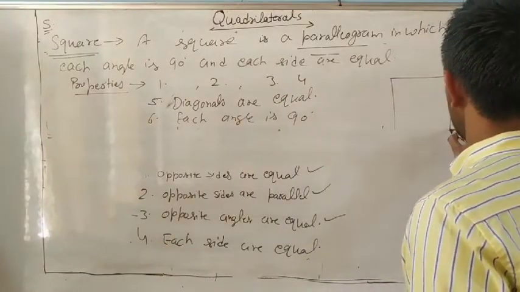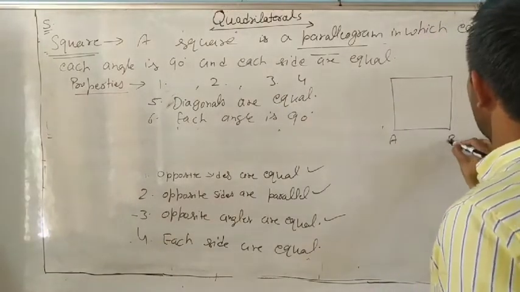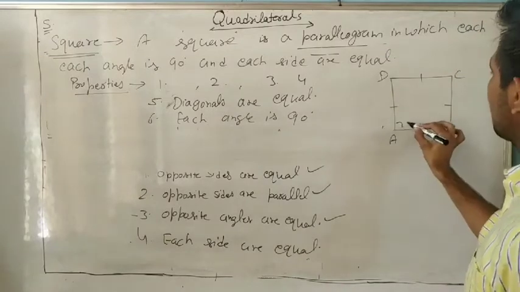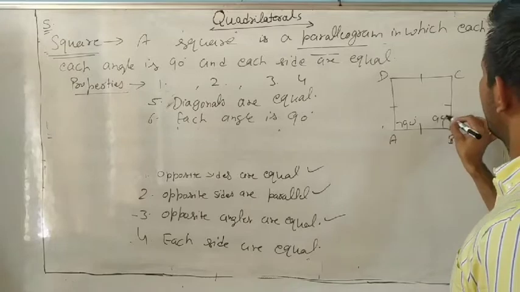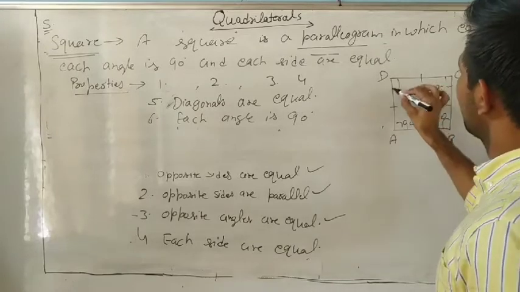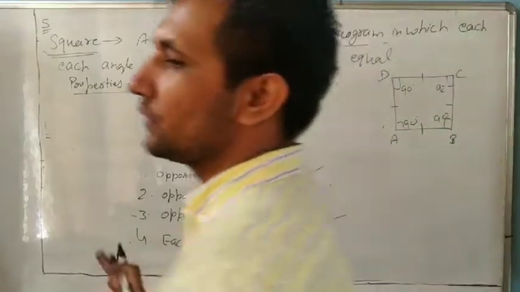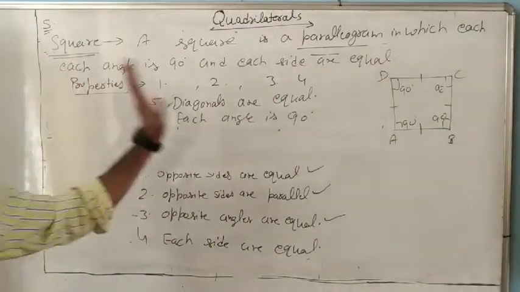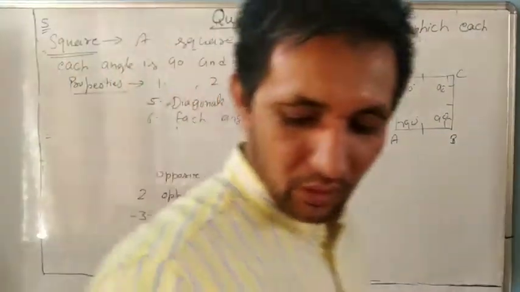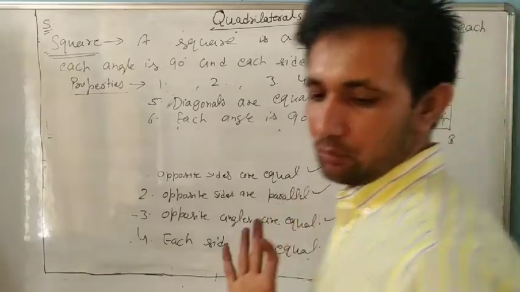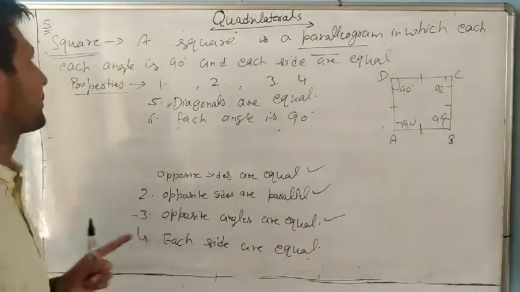Like this one, it is a square, A, B, C, D. All sides are equal, and each angle is 90. These are the basic properties of these 5 quadrilaterals. We discussed those yesterday also and in 8th class also. Now note it down and try to solve them. Now we will discuss one more property, the angle sum property.